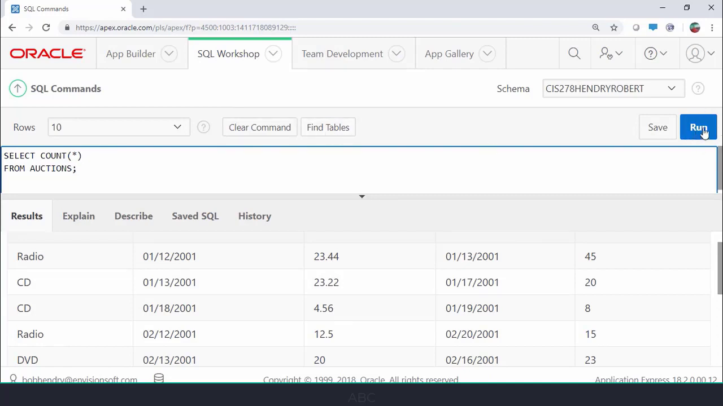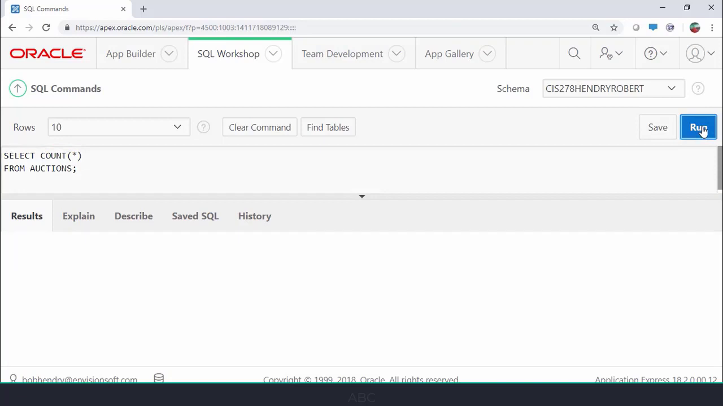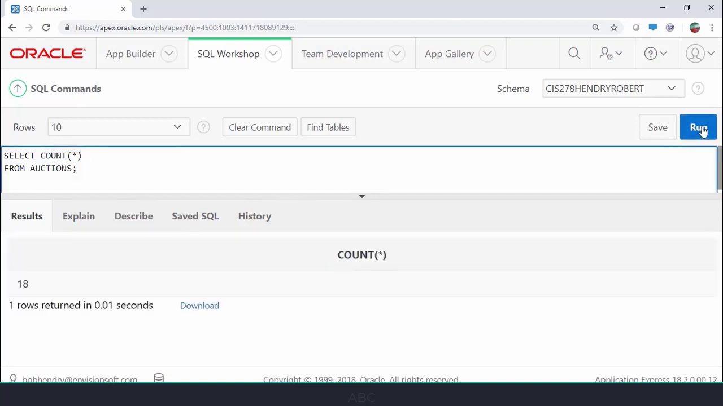So if I click on run, I'll get one row returned to me, and it returns 18. So we have 18 rows in our auctions table. It also will return the amount of rows that qualify. For example, I'm going to go back to select star from auctions.